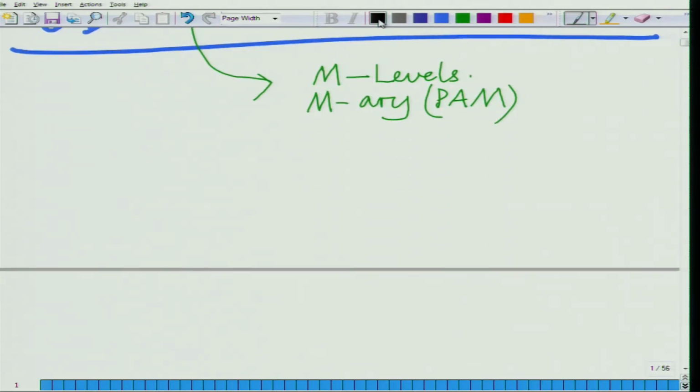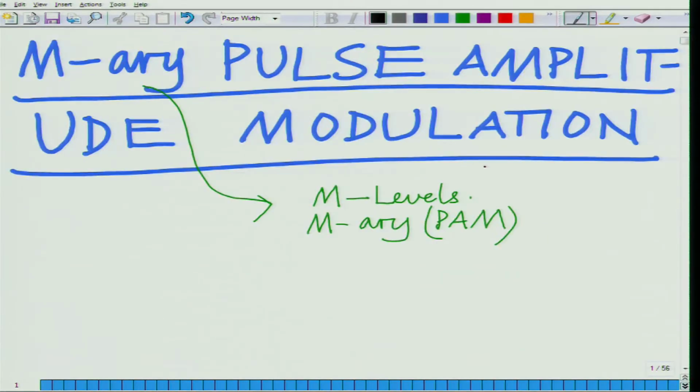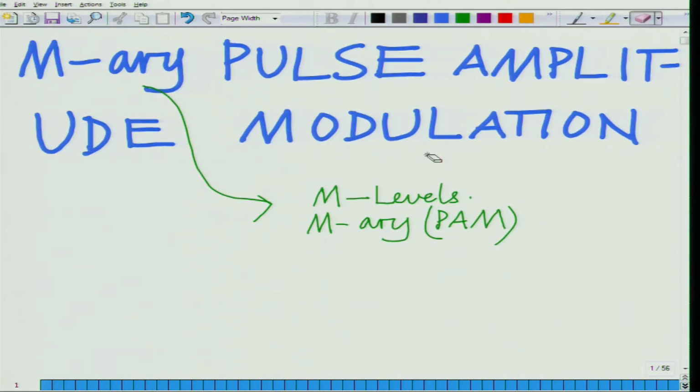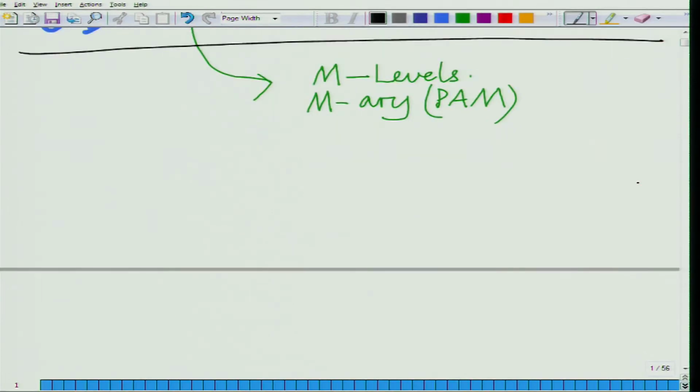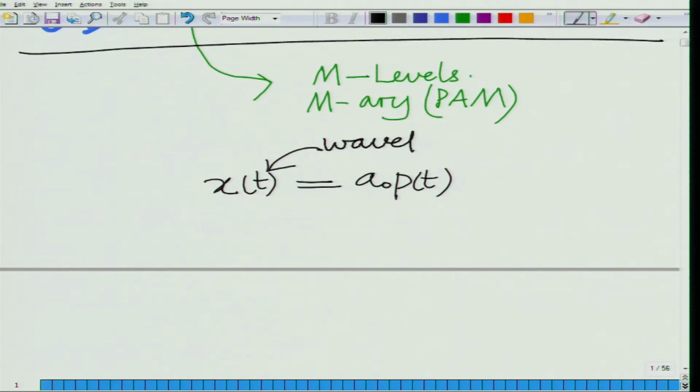So, in this modulation scheme, let us consider the waveform x(t) equals a naught times p(t). This is our waveform, the digital communication waveform. Now, this a naught can take one of M different levels.